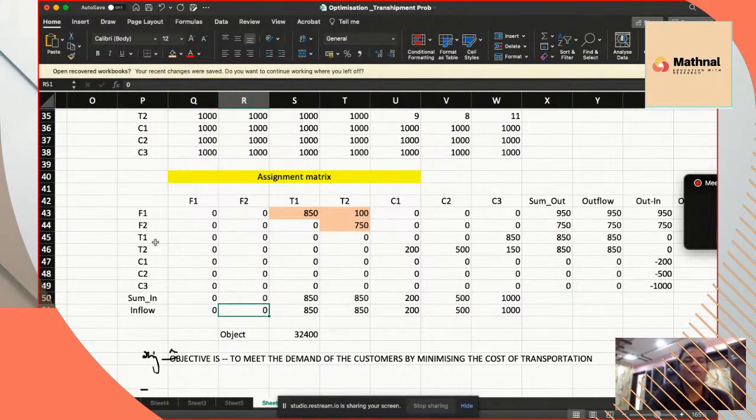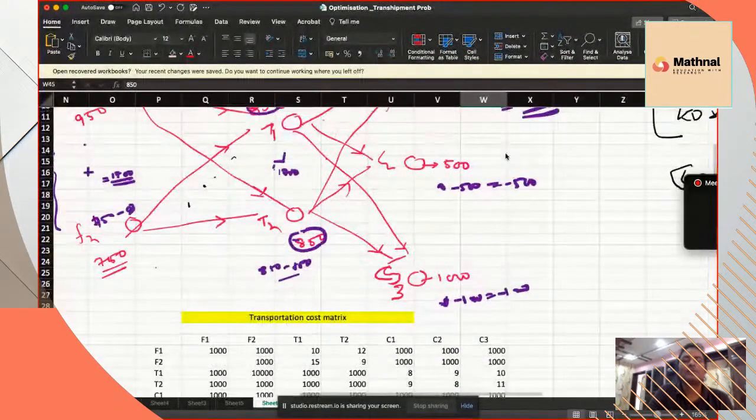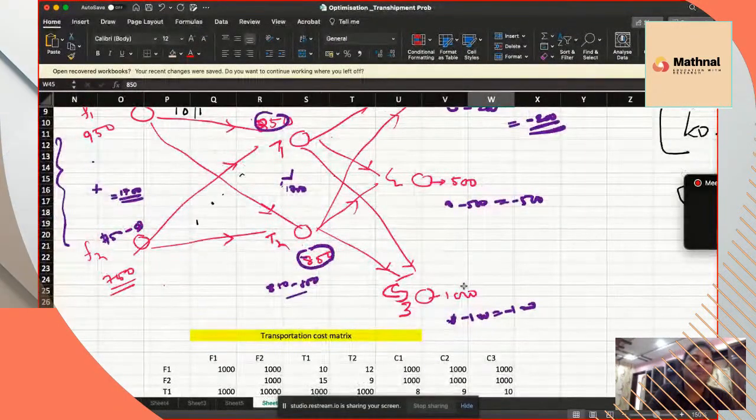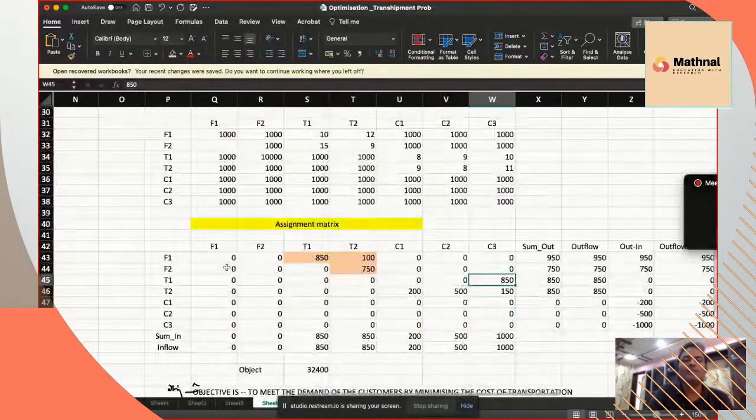Now look at T1. T1 has to deliver 850 units. It is delivering to C3. What is the capacity of C3? C3 is 1000, so C3 wants 1000. 850 is going to C3 via T1.